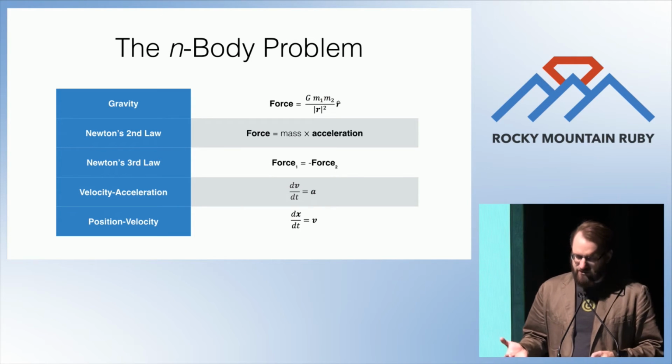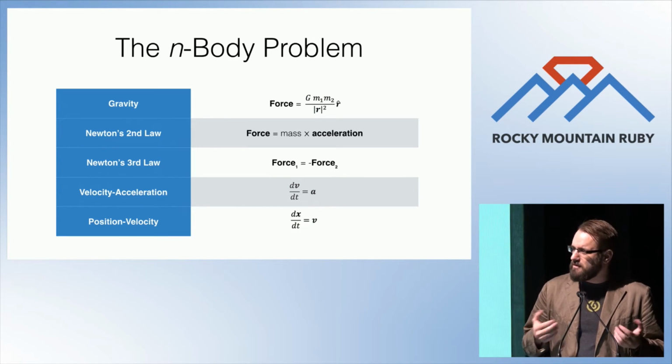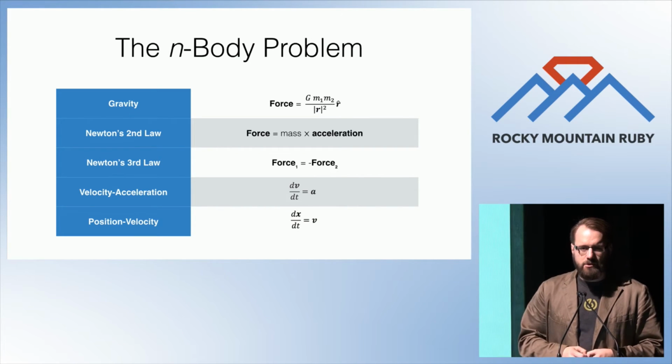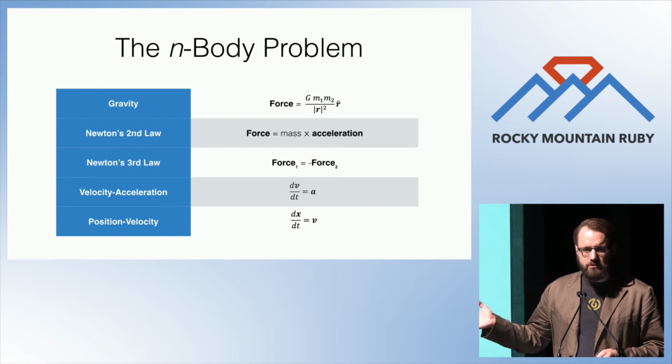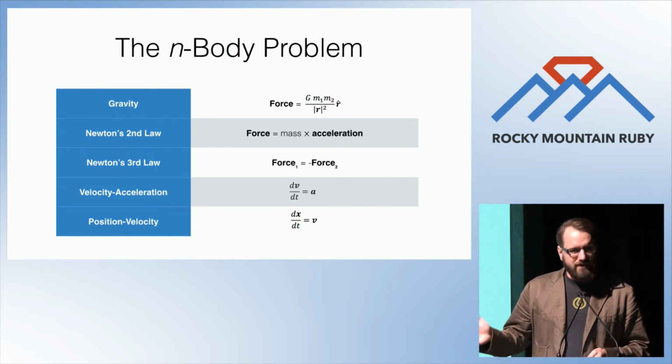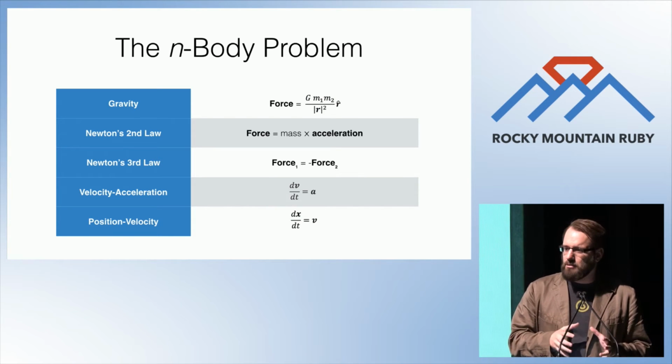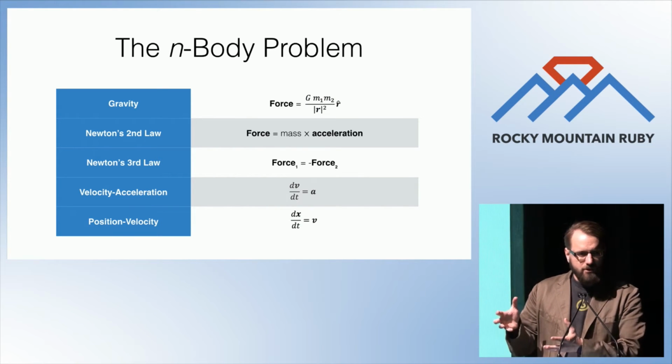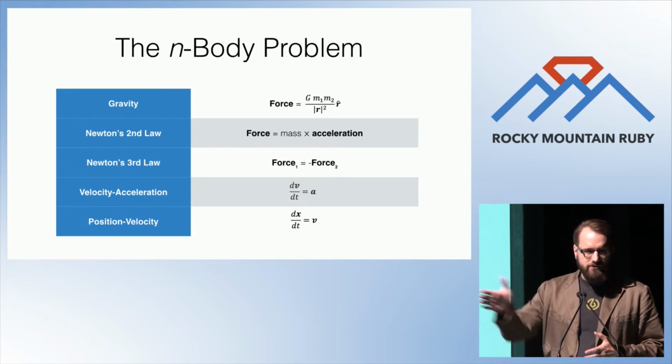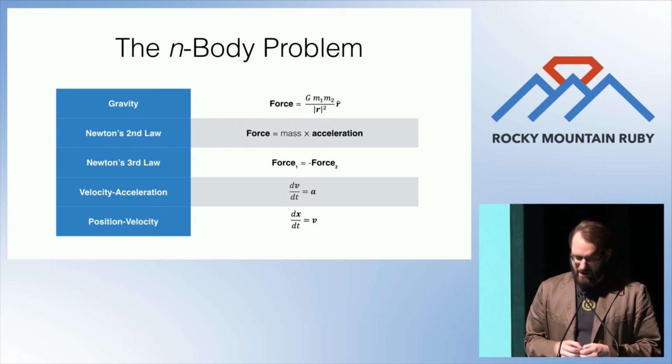We have velocity and acceleration. It's just that the derivative of velocity with respect to time is equal to the acceleration, and similarly for position and velocity. Everything that you see on the screen here, if it's bolded on the right, that means it's a vector instead of just a number. So mass is just a number, but acceleration, you have a direction that you're going, as well as a magnitude.